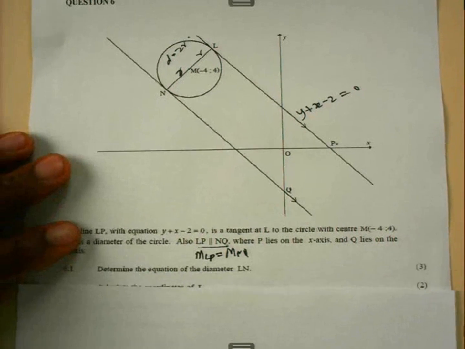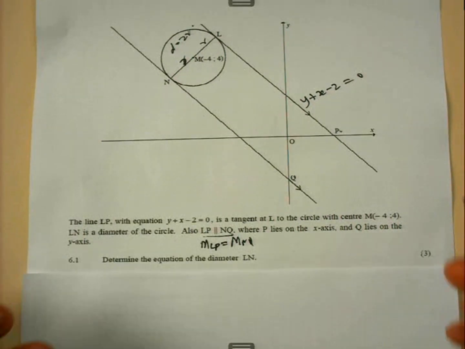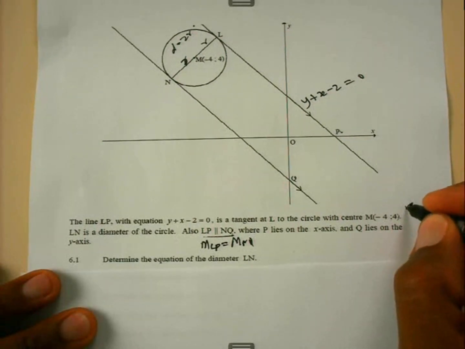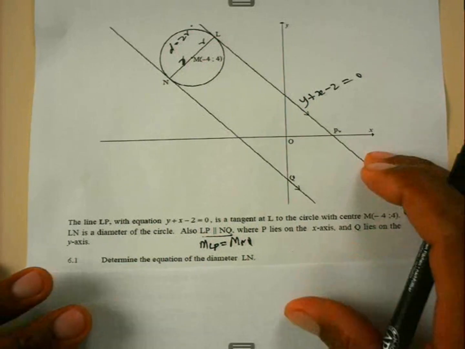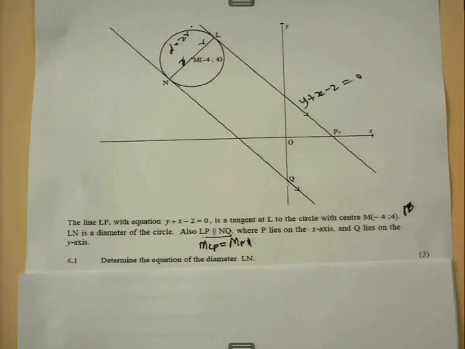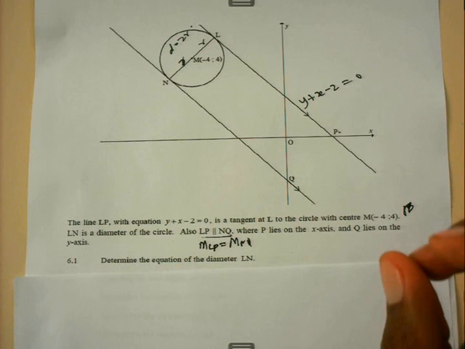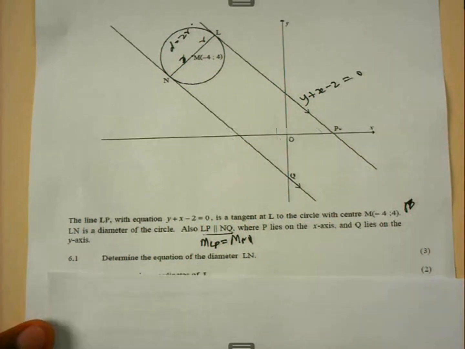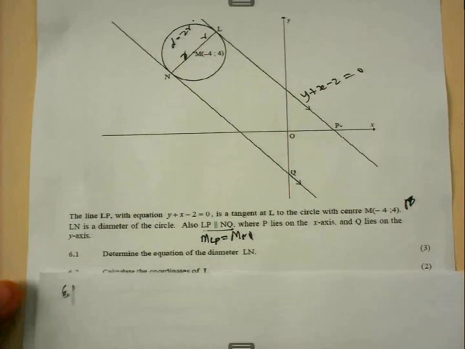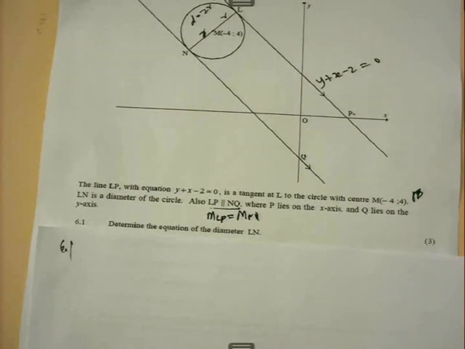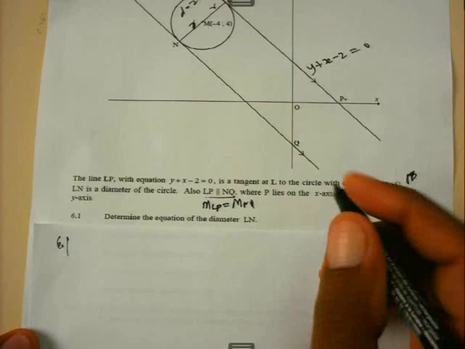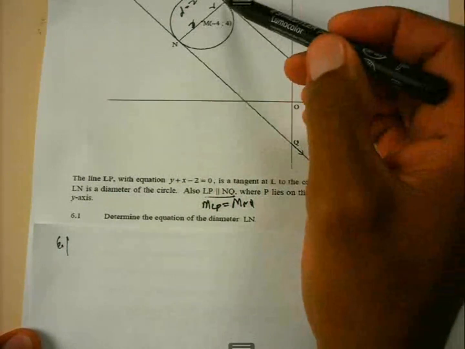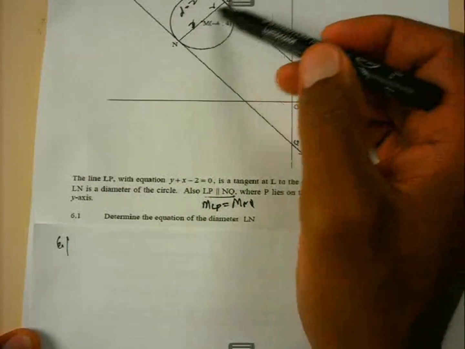Right, now let us look at the question. Now we've read the statement, which is very important, boys and girls. Each and every time before you answer the questions, make sure that you read the statement, you understand, or you can highlight all the information that is given. Right, question 6.1: we must determine the equation of the diameter LN.